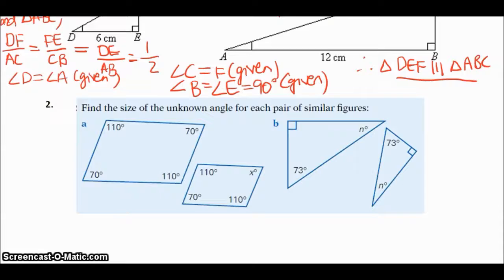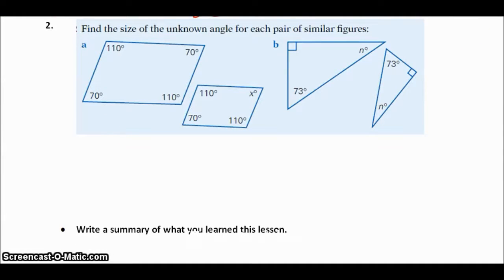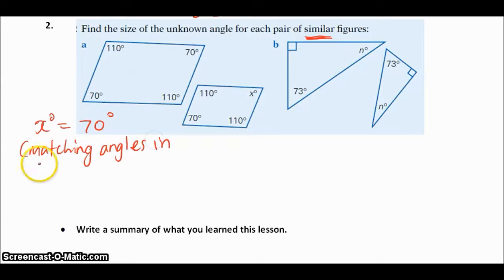Okay, question 2 says, find the unknown angle for each pair of similar figures. And this time we're just looking at the missing letter and trying to find its matching position in the other shape, because the question tells us they're similar. And in similar figures, we know that the matching angles are equal and the matching sides are in the same ratio. So in this one here, I can say that X is equal to 70 degrees, and my reason is matching angles in similar triangles are equal.